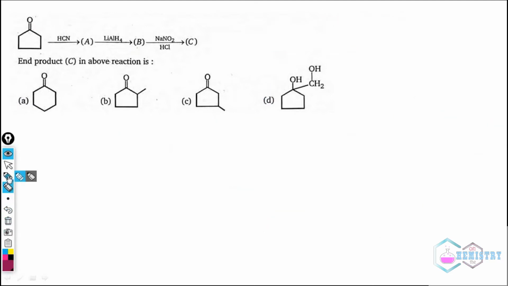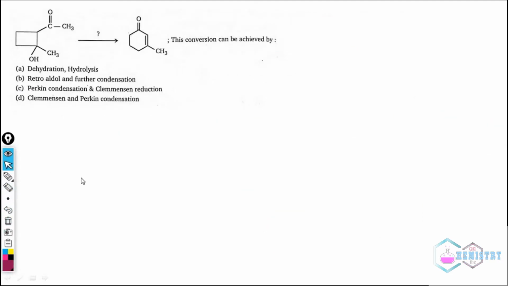Right, so the next problem. Now they have asked by which reaction this compound will turn into this. When we have no clue how we can convert this compound into this compound, remember this is a condition of retroaldol condensation.